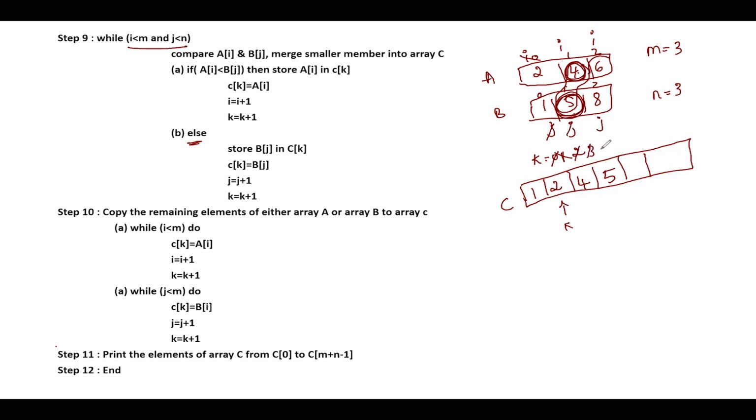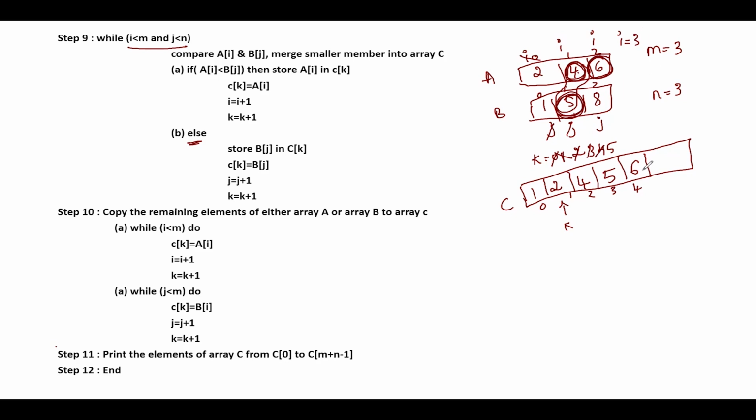Remember, simultaneously, K is also incrementing. So this is 0, 1, 2, 3. Now it is in 4. Compare 6 and 8, and we know that 6 is smaller, hence I'm going to copy the value of 6 here. K value is going to get incremented, and I value is now 3.